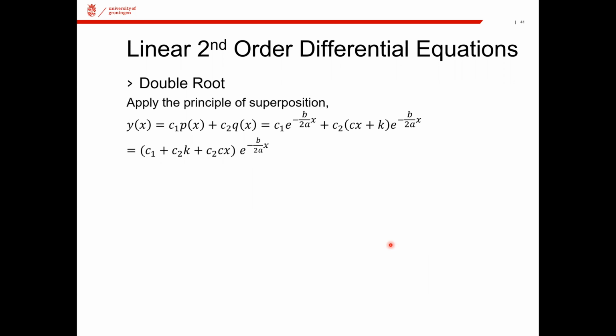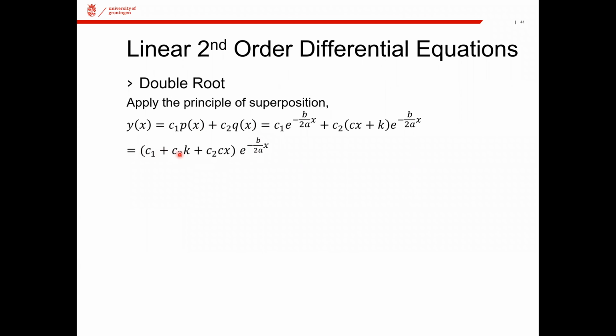And we apply the principle of the superposition rule, and we have the general solution yx equals c1 times px plus c2 times qx. And then we have this final general solution, c1 plus c2k plus c2 times cx times e to the power of minus b divided by 2a times x.